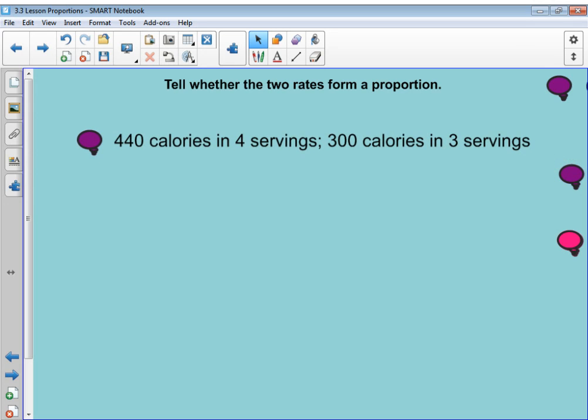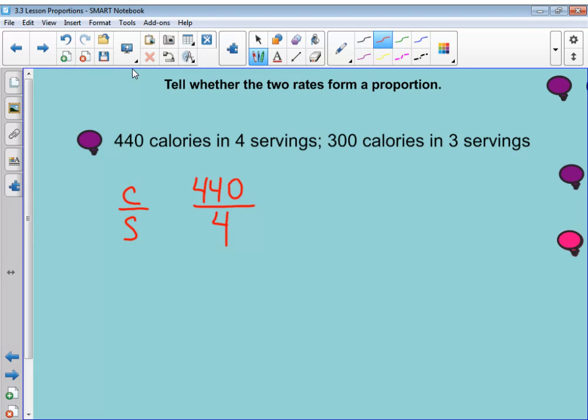Okay, 440 calories and 4 servings. So 440, and that was my calories per serving, and then over 4 servings. And is that equivalent? So my 300 calories has to go on the top over 3 servings.